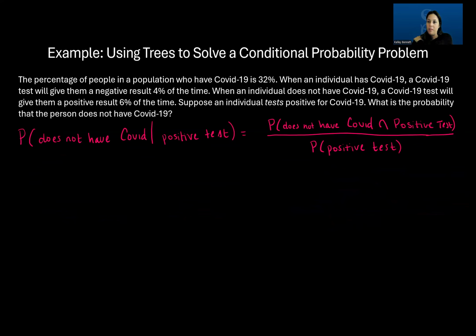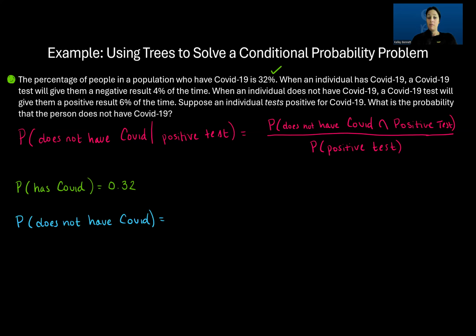Let's go through the beginning part of the problem and see what information is there. First sentence, the percentage of people in a population who have COVID-19 is 32%. Let's write that down. Probability has COVID equals 0.32. And straight away, I can say, what's the probability someone does not have COVID? That's the complement, 1 minus 0.32, and that's equal to 0.68 or 68%.